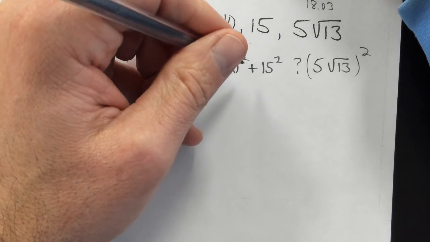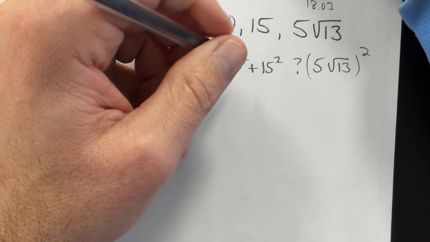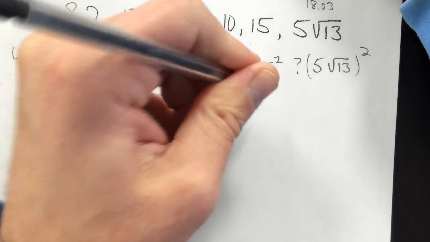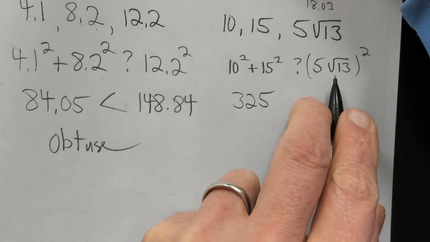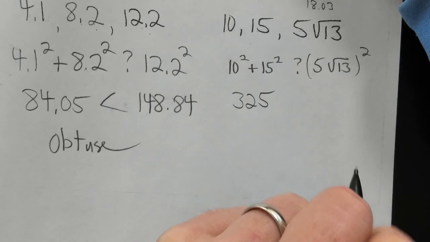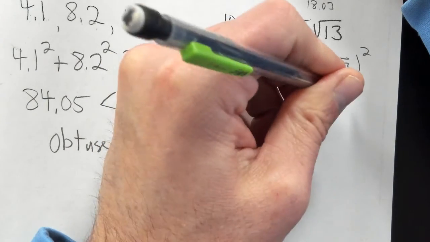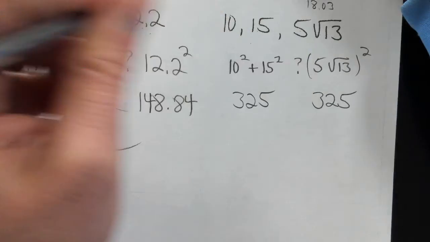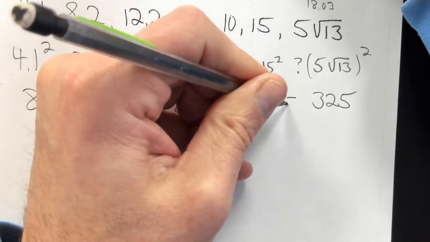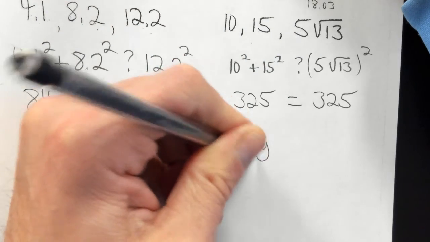So that on this side is going to be 100 plus 225, 325. And if you were to plug this into the calculator, then you would also actually get 325. And so they are equal, which means that's going to be a right triangle.